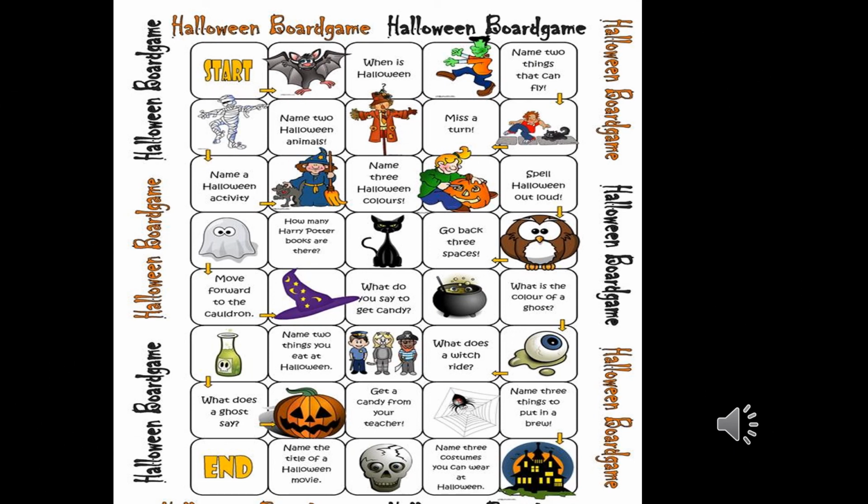What do you say to get candy? What is the color of a ghost? What does a witch ride? Name 2 things you eat at Halloween. What does a ghost say? Get a candy from your teacher. Name 3 things to put in a brew. Tell them that a brew is a witch's soup.